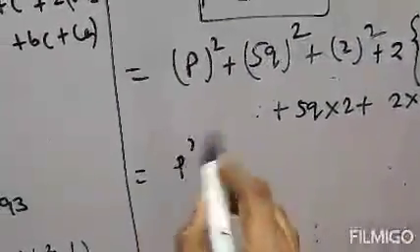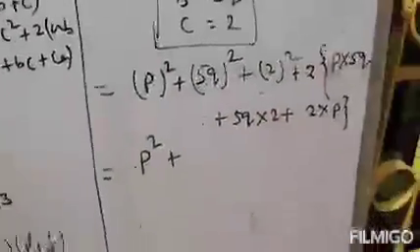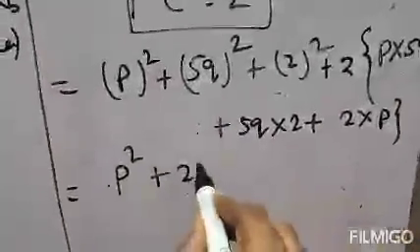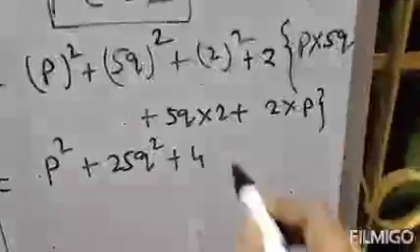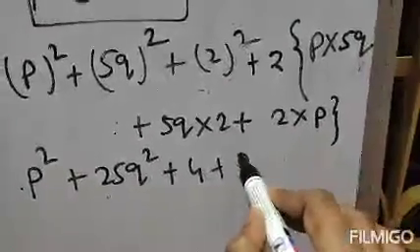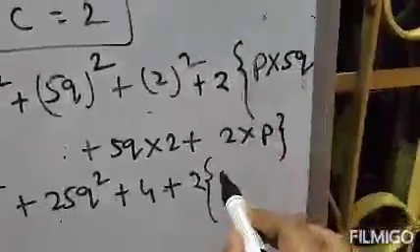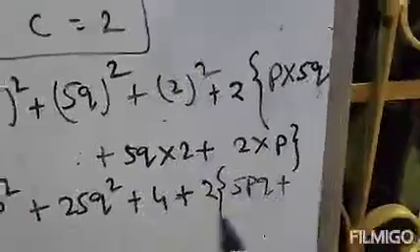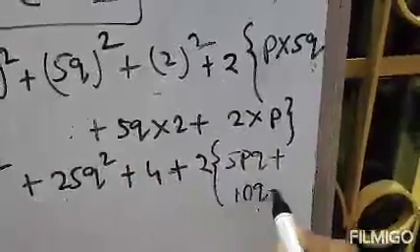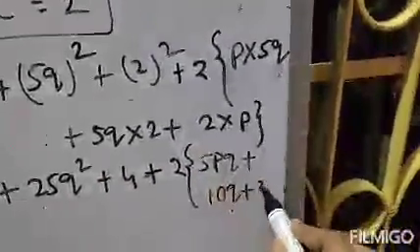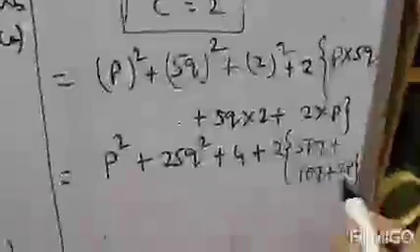Therefore this is p square. 5q square means 5q into 5q. So 5 5s are 25, q's are q square. 2 square means 2 into 2, 4, plus. Now p into 5q means 5pq, plus 2 into 5q, that is 2 5s are 10, and q, that means 10q, plus 2 into p means 2p. Clear? Now I will multiply 2 to each of this.